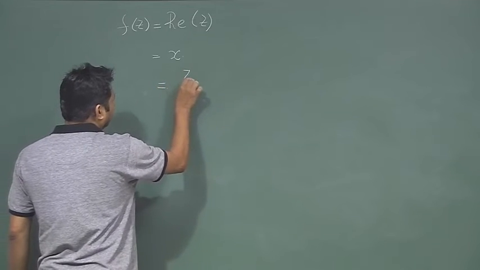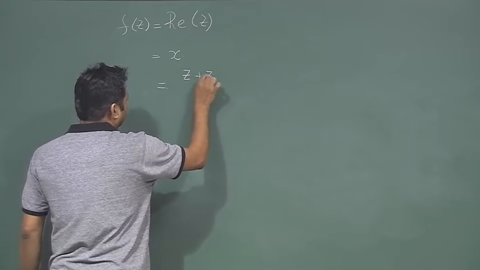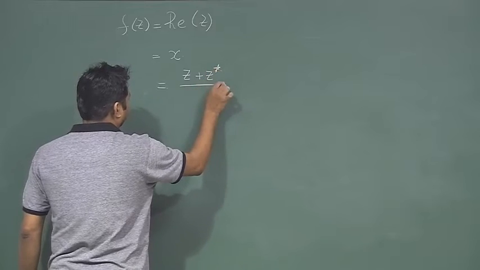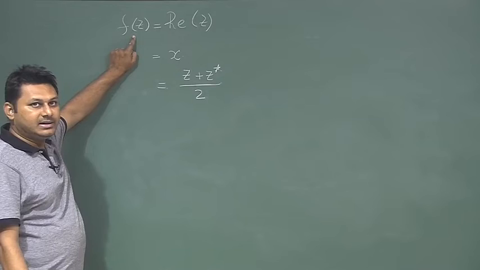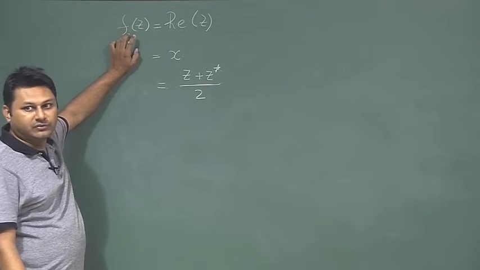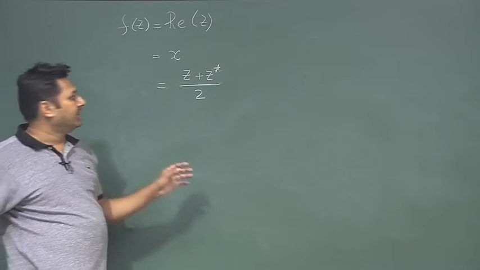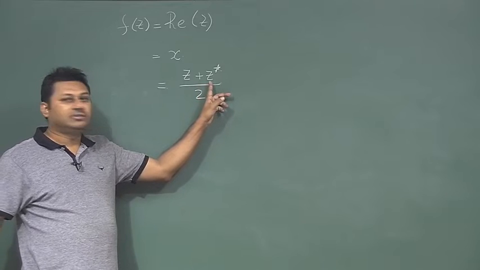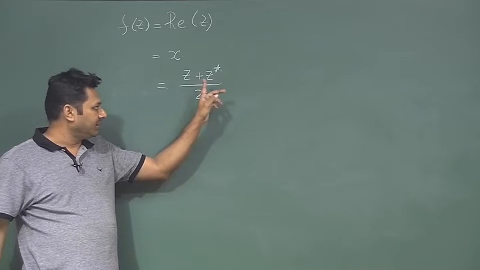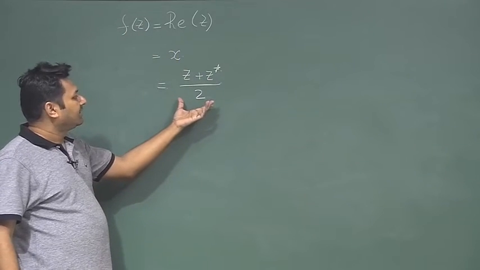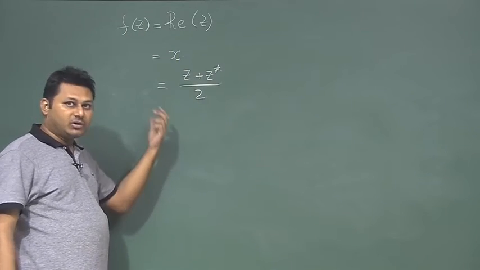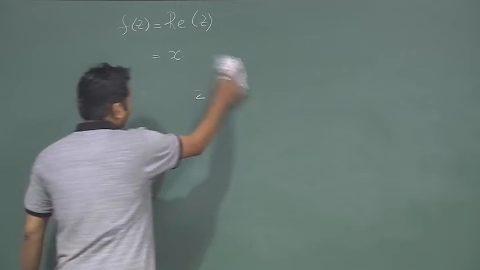But apart from that, you can also find out that this is not an analytic function, because of the next thing I show. X can be represented as z plus z star divided by 2. That means the function f is an explicit function of z star. If it is an explicit function of z star, I never say that this is an analytic function, that we already proved. Okay.